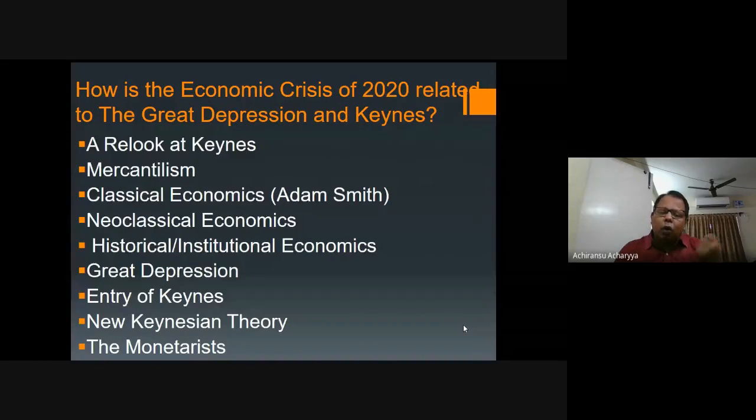So this is a kind of a chronological events of what took place before Keynes' entry, and I'm going to just touch upon the mercantilism and this institutional economics. But I'll be more talking about the classical economics and the Keynesian economics, because that would teach us something about how we can solve this current problem based on COVID-19.